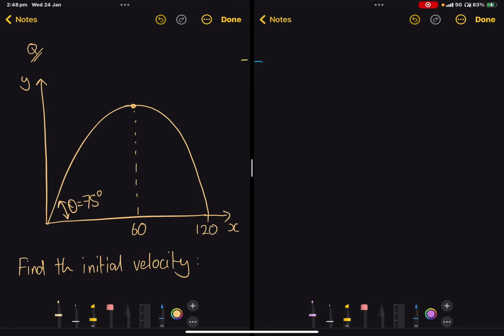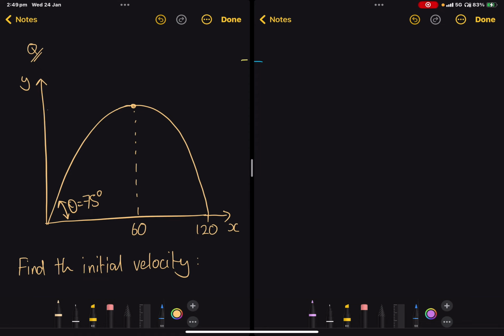Okay, so we've got another advanced mechanics question here. We are given a picture of a trajectory and we are told to find the initial velocity. So we have quite a lot of information in this graph. We don't know how high the thing goes because we're not given any information on the y-axis. We do know that it travels 120 meters along the x-axis though. We do know the launch angle is 75.